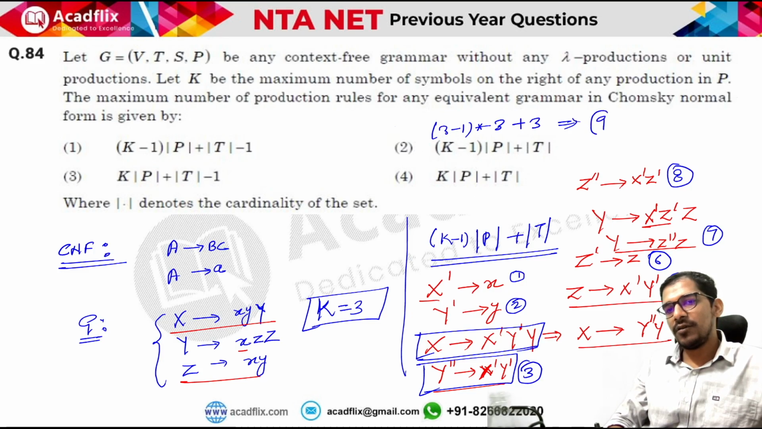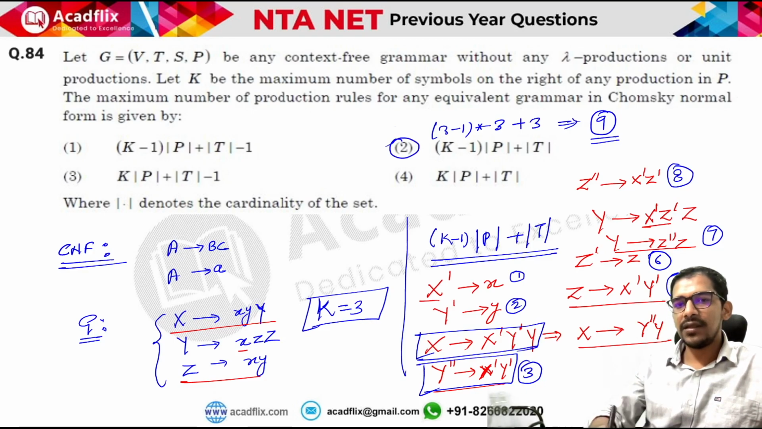So the maximum number of production rules can be 9 and we are getting 8. Because this is the maximum, you can get a number of production rules less than or equal to this, but you will never get production rules greater than this. So this will be the right answer, and you can prove this by taking any example like this.